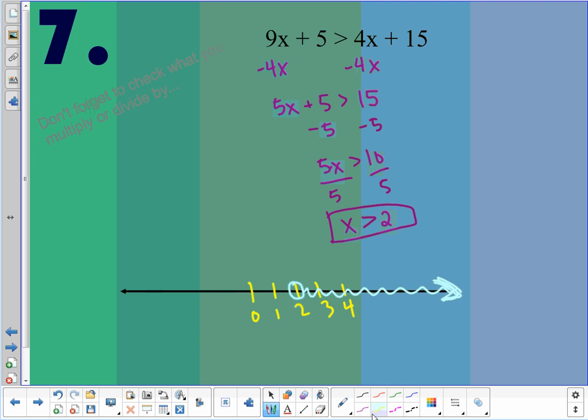Now, a lot of you may remember shading or drawing the arrow in the direction that the symbol points. You can think of it that way as long as your variable is on the left. So your variable has to be on the left-hand side if you're going to think about the arrow matching the symbol. So see how my arrow is pointing this way? My symbol is pointing this way. That is true as long as your variable is on the left. Your variable has to be on the left-hand side for that to be true.